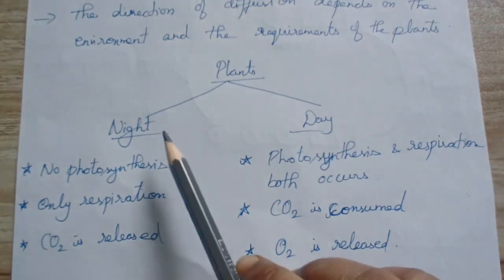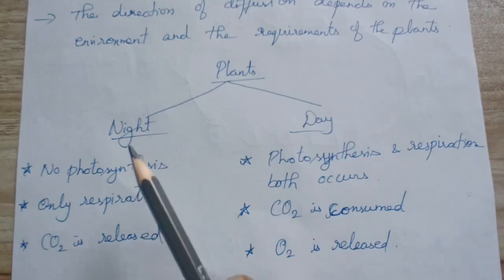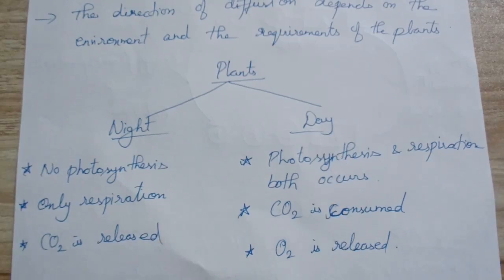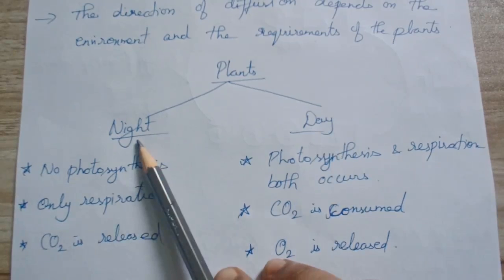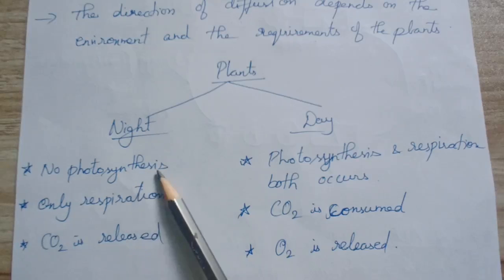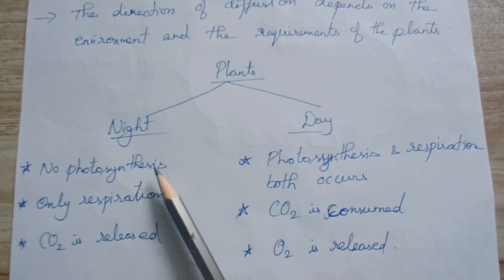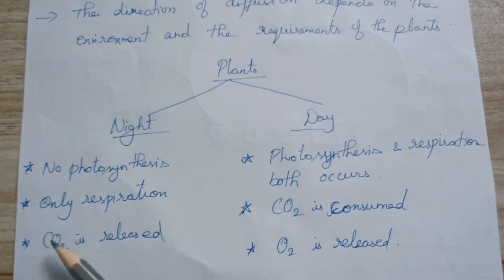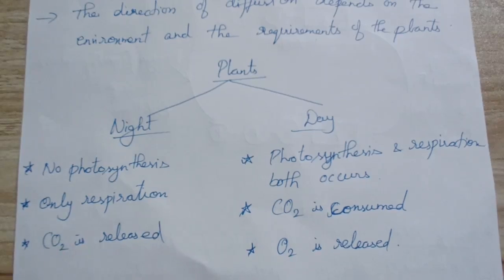In plants, during night time one thing is happening, and during daytime a different thing is happening. You know that during the night time no photosynthesis occurs because there is no sunlight. So only respiration is taking place in the plants, and carbon dioxide will be released. That's why people used to say don't sit or lie down under the tree during the night time, because a lot of carbon dioxide will be released.